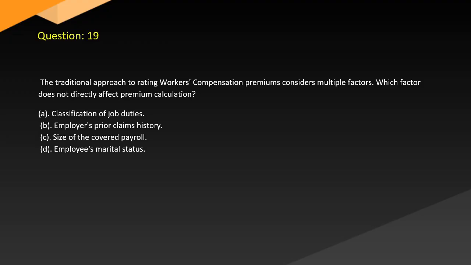Question 19. The traditional approach to rating workers' compensation premiums considers multiple factors. Which factor does not directly affect premium calculation? A. Classification of job duties. B. Employer's prior claims history. C. Size of the covered payroll. D. Employee's marital status.